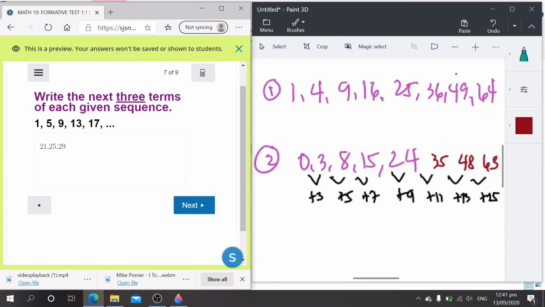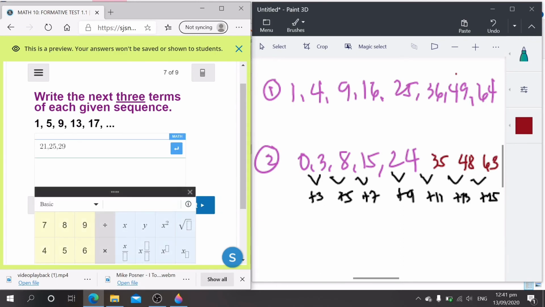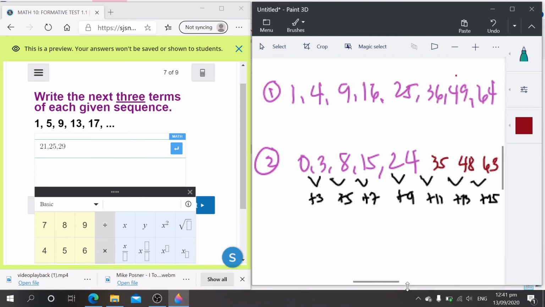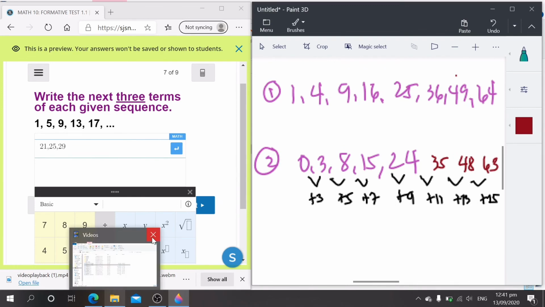Next, this one, obviously, we just added 4 all throughout the terms. So, let's just apply that. 17 plus 4 is 21. 21 plus 4 is 25. 25 plus 4 is 29. Okay.